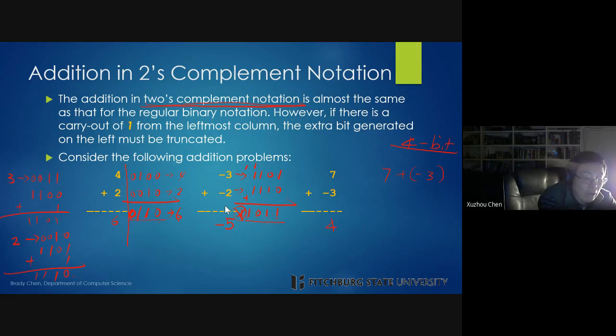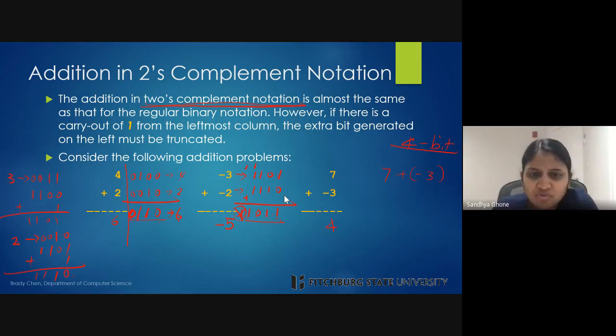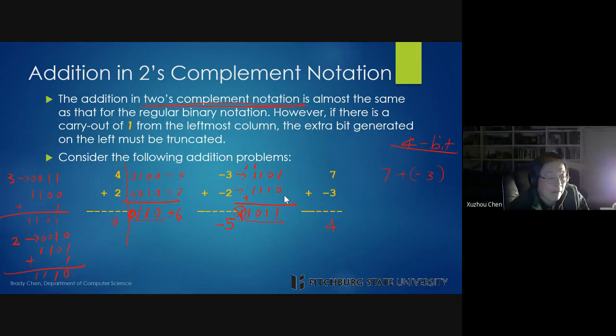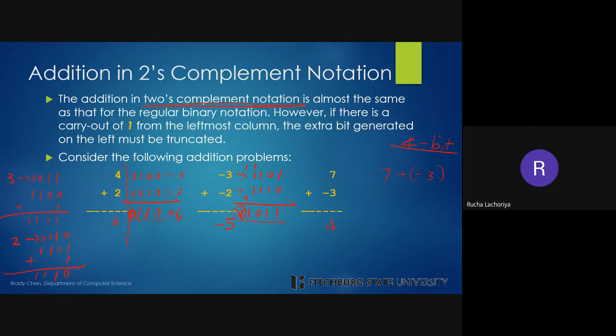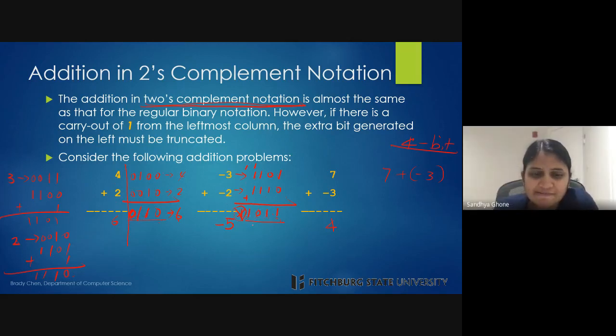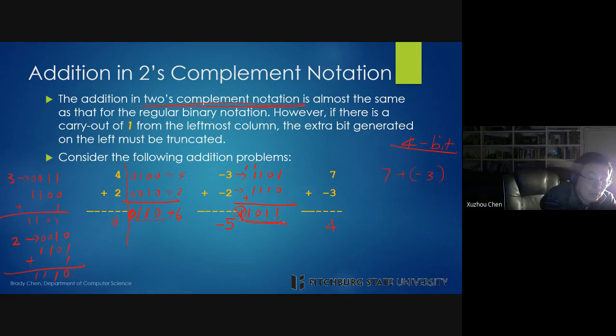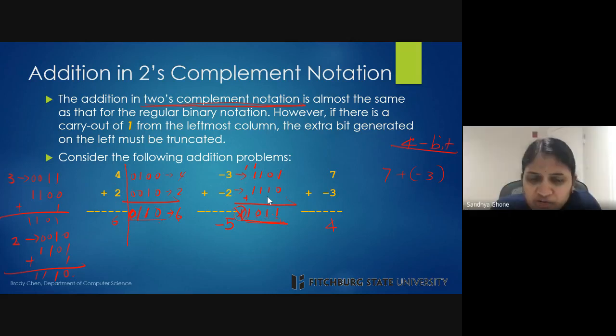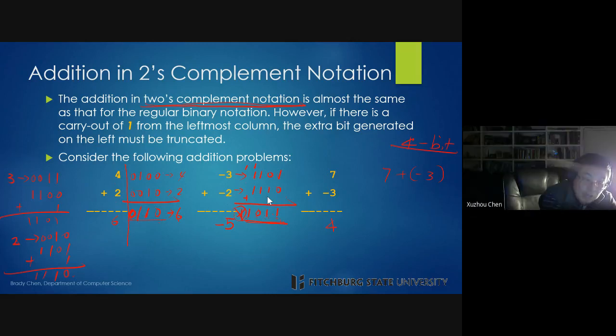Now, what does that represent? 1011. What is the decimal value for 1011? Tell me. 7? No. You must be careful. 8, 9, 10, 11. Now, remember that's two's complement representation. So 1 represents negative. That means that's a negative number, right?